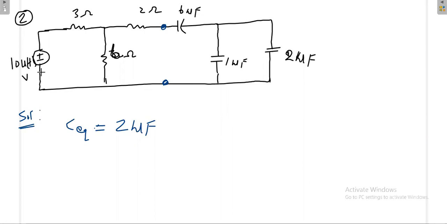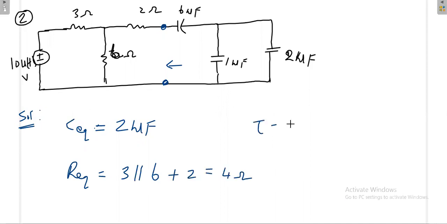Now you short circuit this. Then you measure the R equivalent from this. What is the R equivalent? That is 3 parallel with 6 plus 2. That means 4 ohm. So tau is equal to R equivalent into C. So 8 microsecond is the answer. Okay. So next problem.